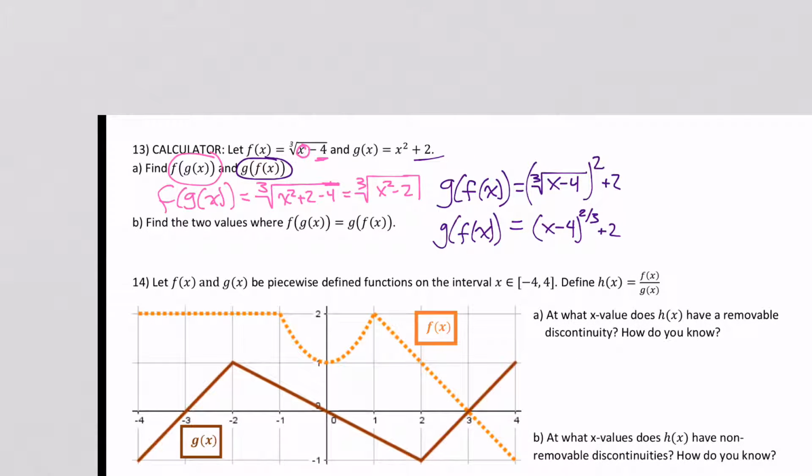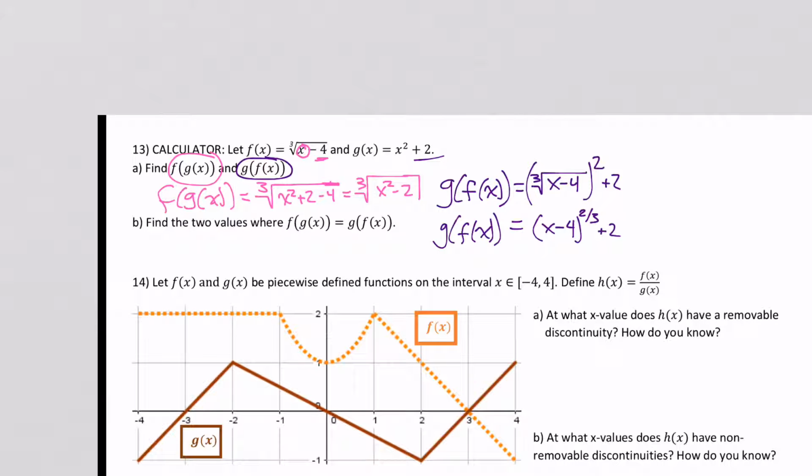So now part B says to find the two values where f of g of x equals g of f of x. When two things equal each other mathematically, what that means graphically is that they will intersect each other. So we want to know where these two graphs intersect each other. And when we say where, we typically mean what x value. Either way, we need to graph these two functions.